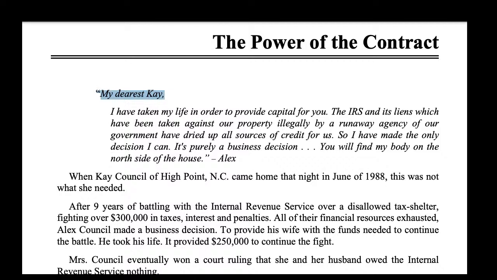My dearest Kay, I have taken my life in order to provide capital for you. The arsonist liens which have been taken against our property illegally by a runaway agency of our government have dried up all the sources of credit for us. So I've made the only decision I can. It's purely a business decision. You will find my body on the north side of the house, Alex.